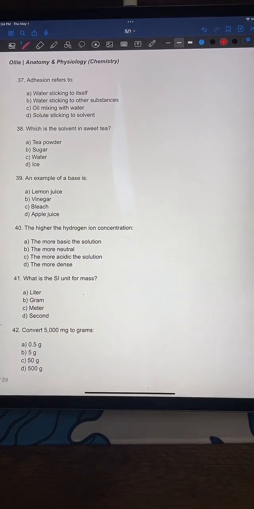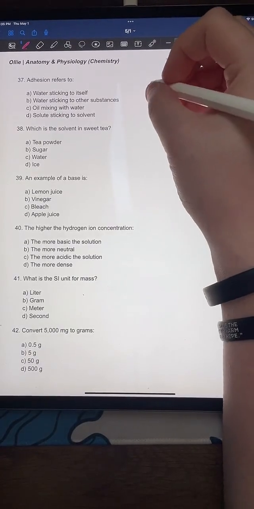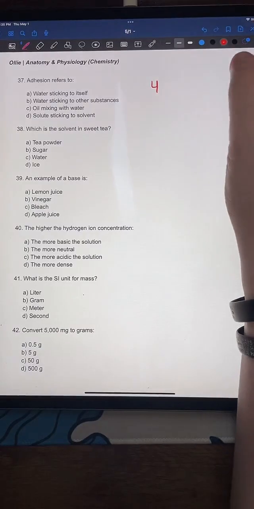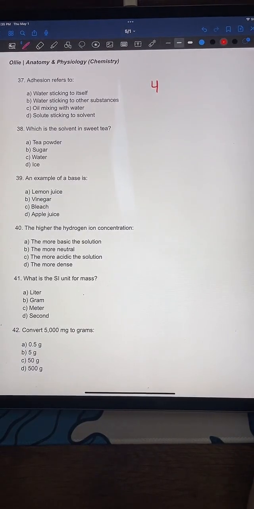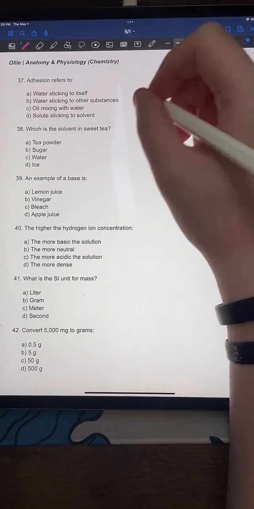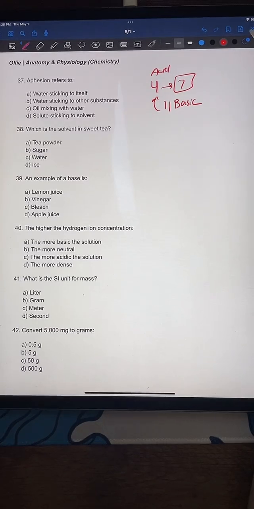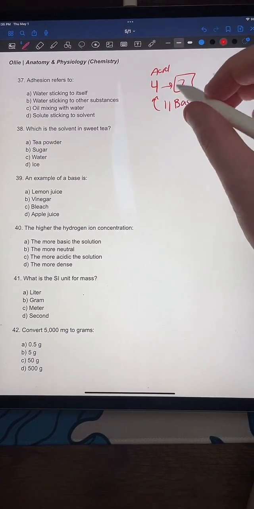Number 37, adhesion refers to... Neutralization revolves around this: if we have a solution and the pH is 4, which is acidic, you would add a solution which is basic, but let's just say 11. The solution gets added to become about neutral at 7. So you're just trying to neutralize it, meaning you don't want it to be as acidic or basic, and vice versa. If you had something that was basic and you added acidic, you would neutralize it.